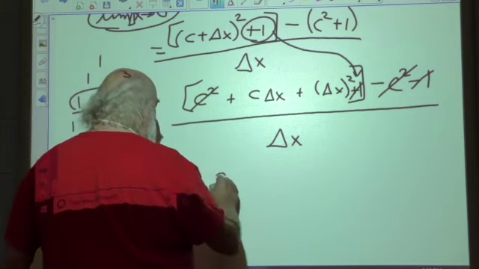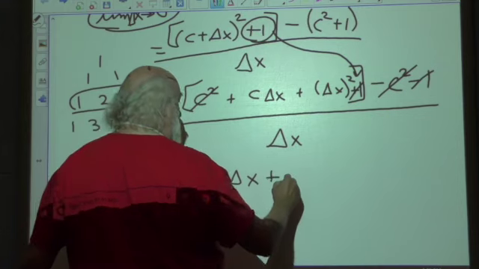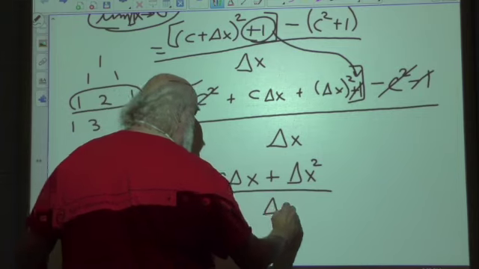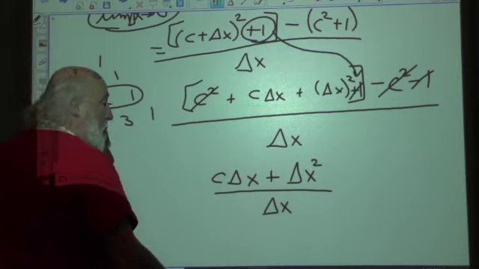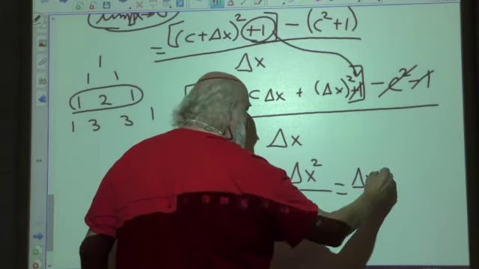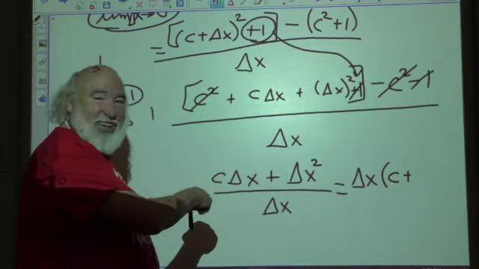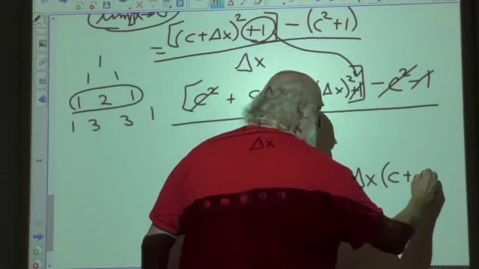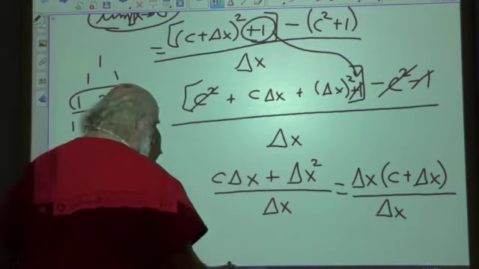So this becomes c delta x plus delta x squared over delta x. Now I'm going to factor the delta x out of both of these. Delta x times, that leaves me c here. And then we take the delta x out of delta x squared, and we get delta x left over, and that's all over delta x.